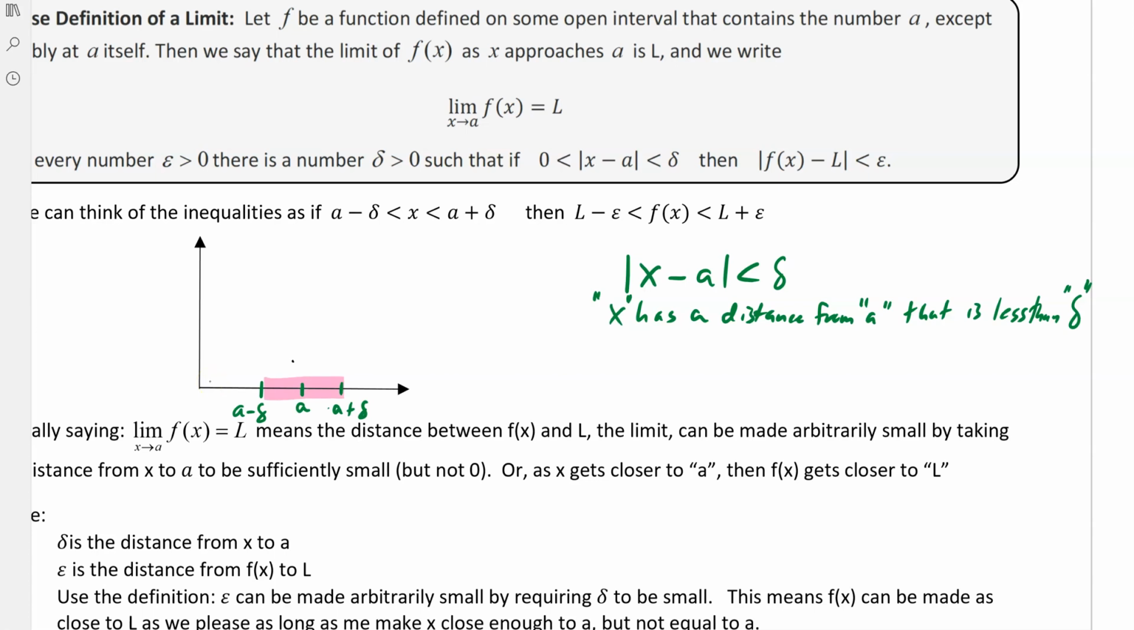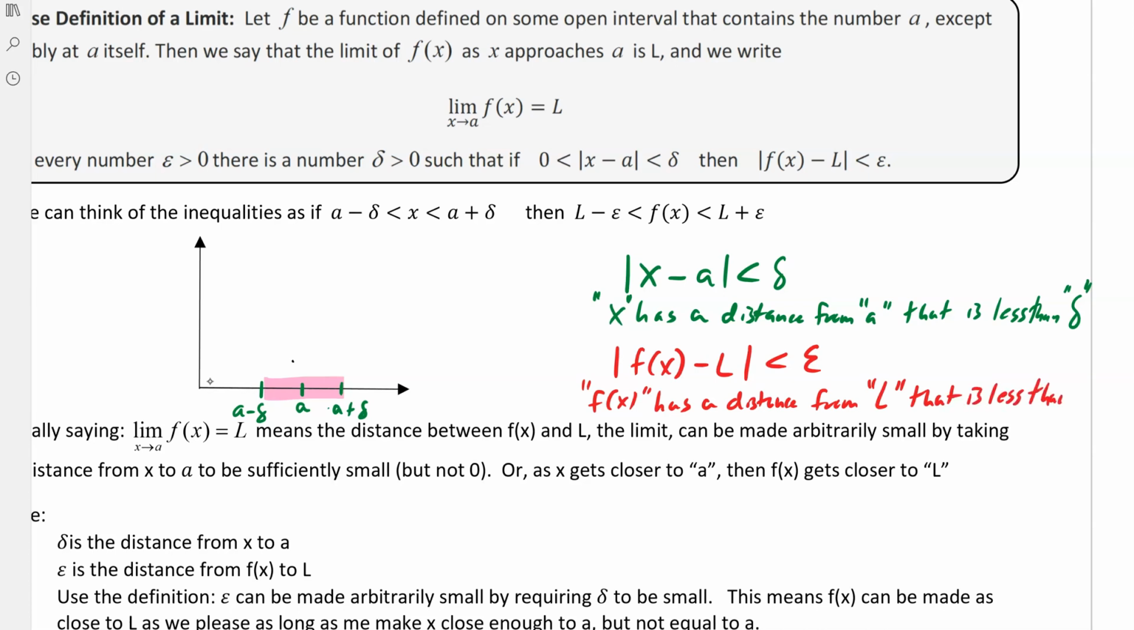Now let's look at the second one. We'll do that one in red. So now it says that our f of x has a distance from L that is less than epsilon. So think about some function sitting here.